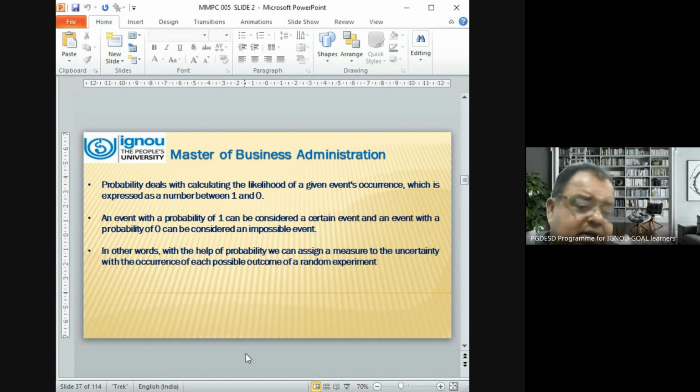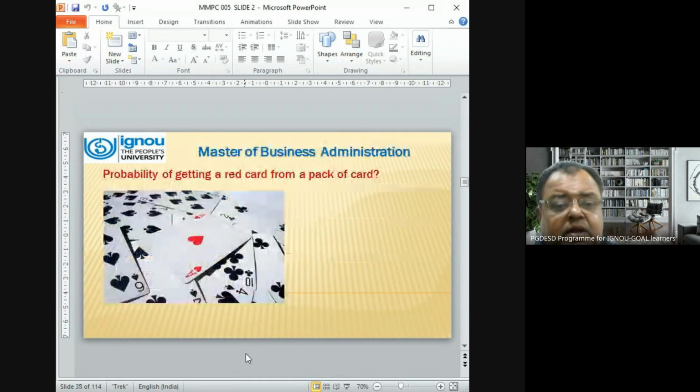In other words, with the help of probability, we can assign a measure to the uncertainty with the occurrence of each possible outcome of a random experiment. Probability of getting a red card from a pack of cards.